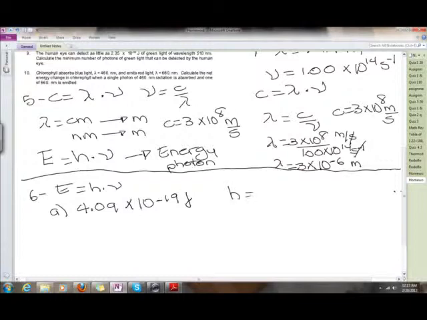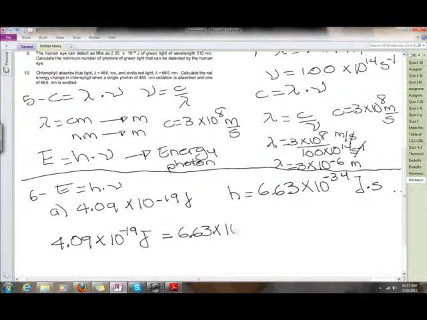And let me write the Planck constant now. I remember 6.63 by 10 to the minus 34 joules multiplied by second. Those are the units. So if you plug in the values here, the energy is 4.09 per photon by 10 to the minus 19 joules equals the Planck constant 6.63 by 10 to the minus 34 joules multiplied by seconds, and this is multiplied by frequency.